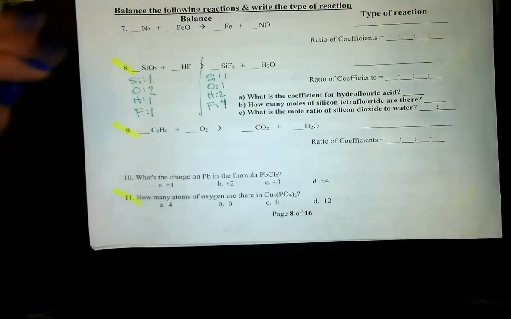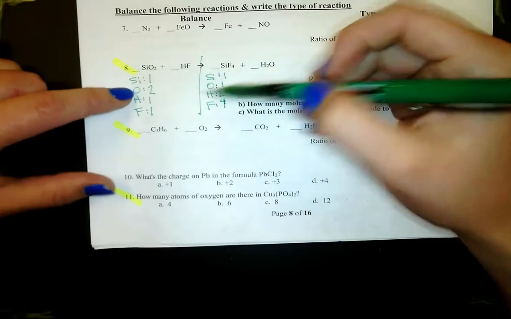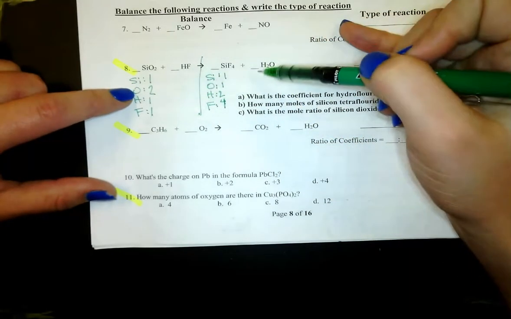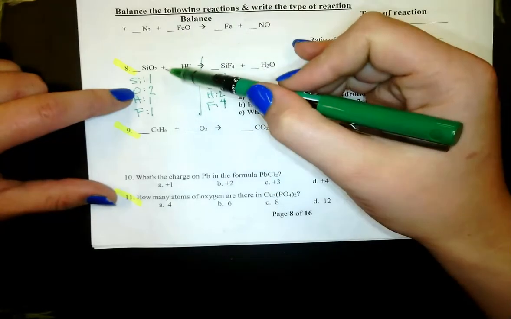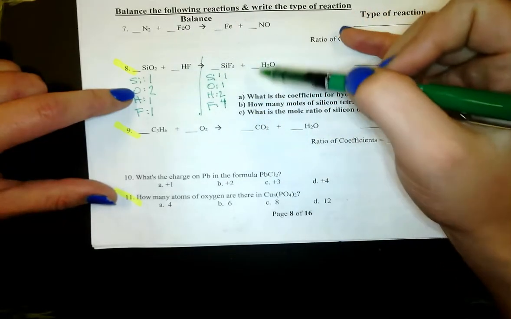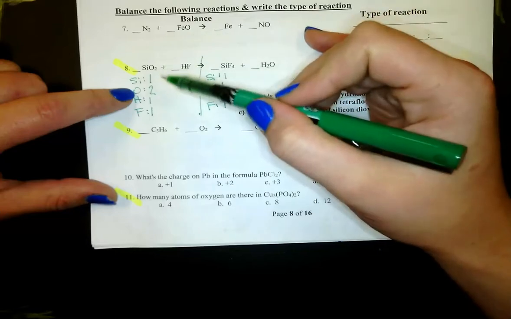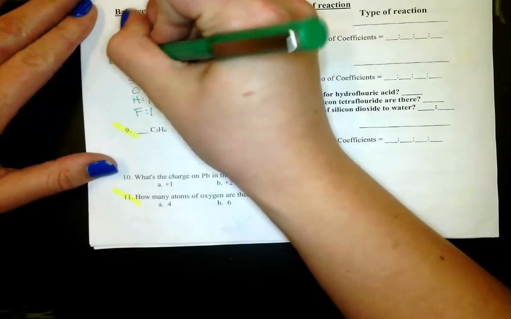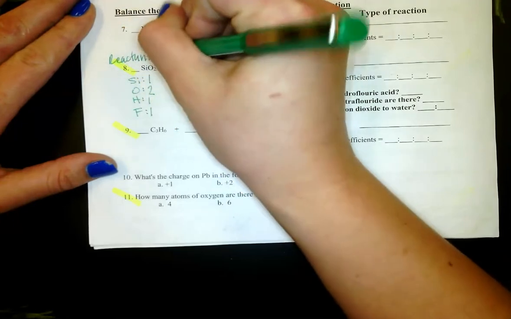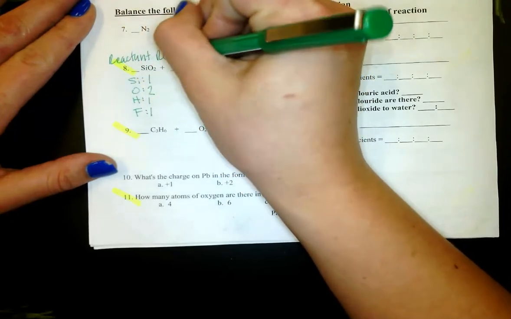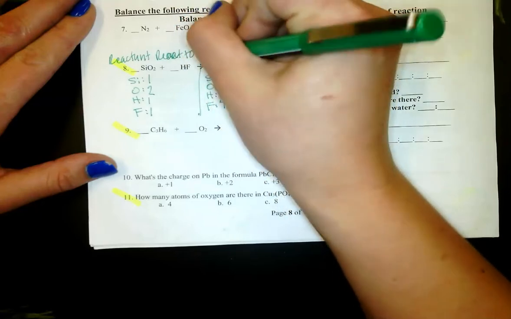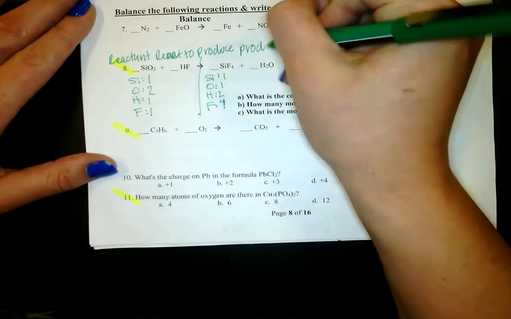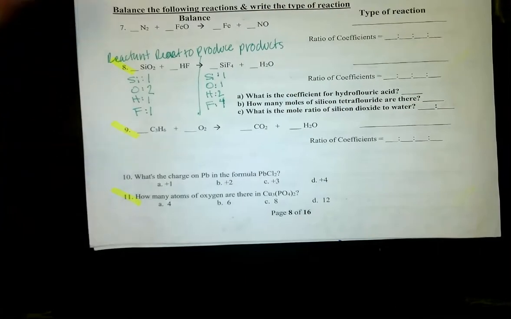All right, so the first thing I want to do is I'm just going to go down the line. Oxygen, I have 2 over here and 1 over here. I like balancing my reactants first and then going back to fix my products. I'm sorry, I like balancing my products first and then going back to fix my reactants. Got my words mixed up there. Remember, reactants react to produce products. That's just my little saying.